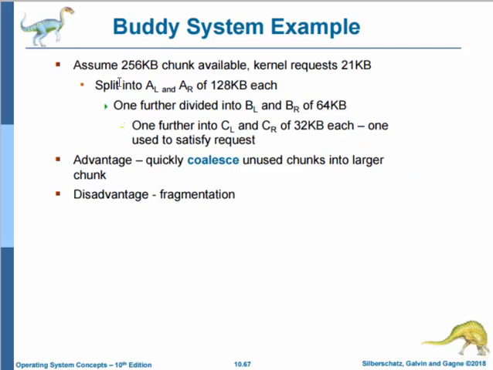So as an example of the buddy system, let's say we have 256 kilobyte of chunks available, but the kernel requests 21 kilobyte. So the chunk will be split in two, AL and AR of 128 kilobyte each, and then it will be further divided into two, namely BL and BR. The 128 kilobyte will be divided into 64 kilobyte, and then it will be further divided into CL and CR with 32 kilobyte each. So definitely that will satisfy the request of the kernel.